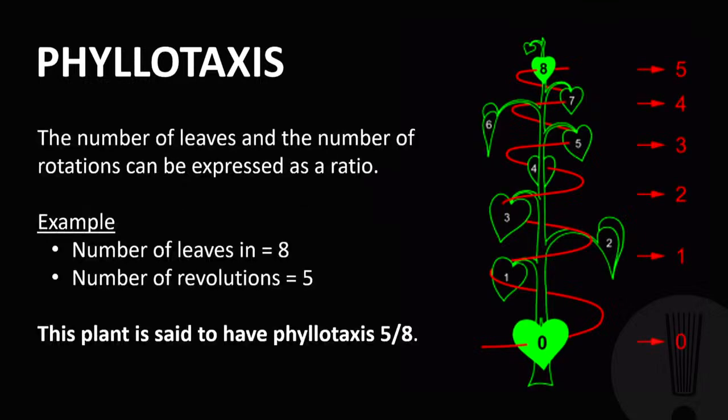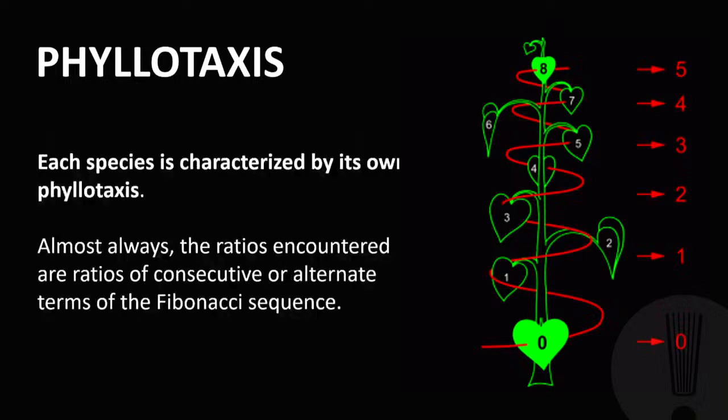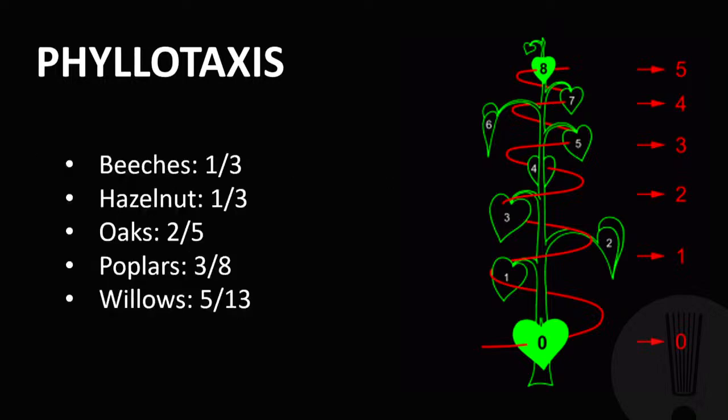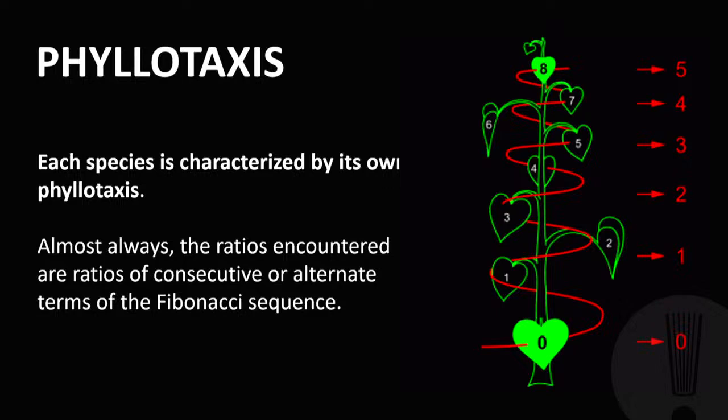The number of leaves and the number of rotations can also be expressed as a ratio. So in this case, the number of leaves it took to get back to that original position was 8, but the number of revolutions that took, so you have multiple leaves coming off per revolution, is also usually a Fibonacci number. And so when we express this as a ratio, the plant is said to have a phyllotaxis of 5 to 8 in this case. So each species is typically characterized by its own phyllotaxis. Like I mentioned, these tend to be consecutive or alternate terms of the Fibonacci sequence.